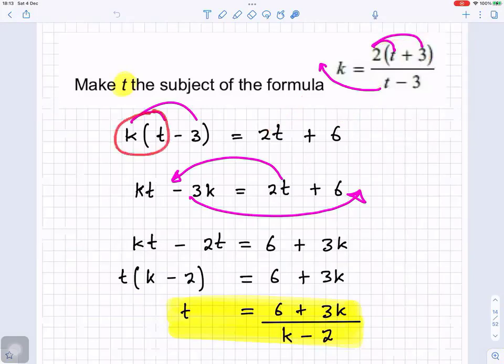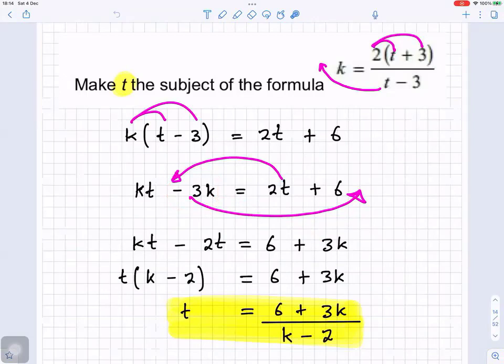Remove the bracket on the left. K times T is KT. K times minus 3 is minus 3K. We put all the ones with T on the left. Plus 2T comes to the left, it becomes minus 2T. Minus 3K goes to the right, it becomes plus 3K.